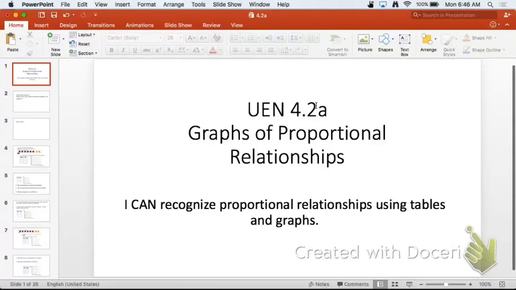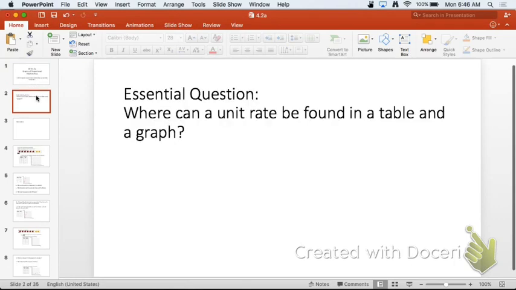Good morning, class. Today we are going to be working on graphs of proportional relationships. The I-CAN that we will be working on is: I can recognize proportional relationships using tables and graphs. So our essential question will be, where can a unit rate be found in a table and a graph?